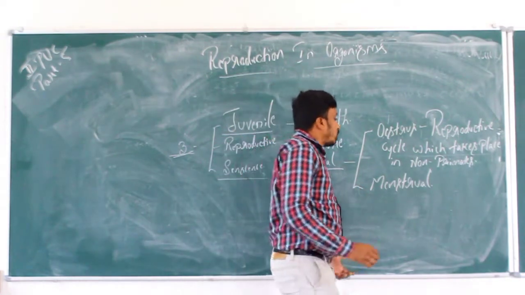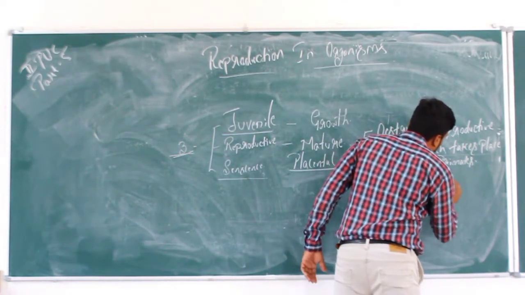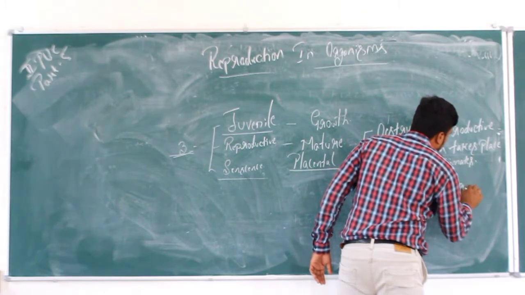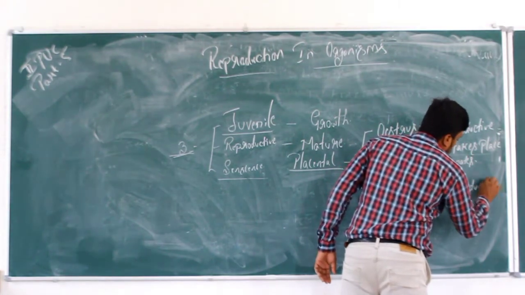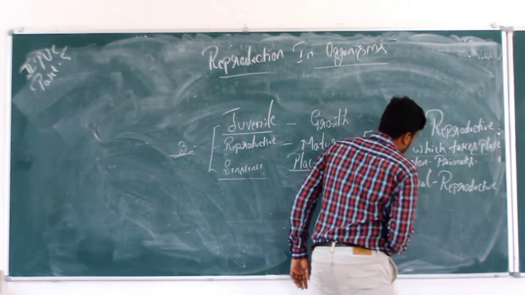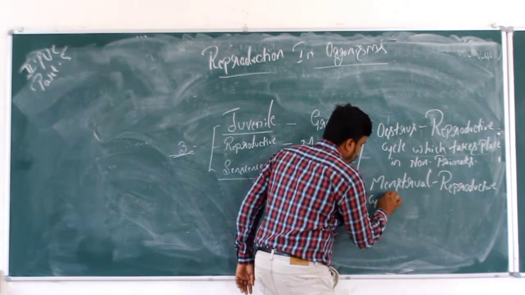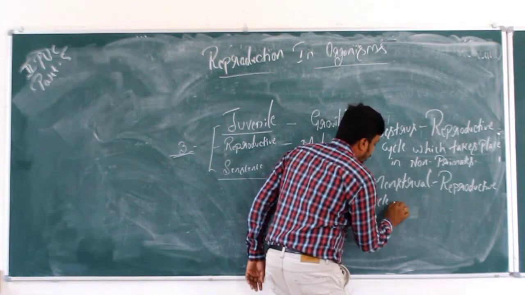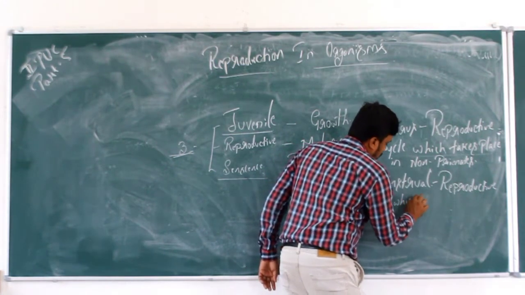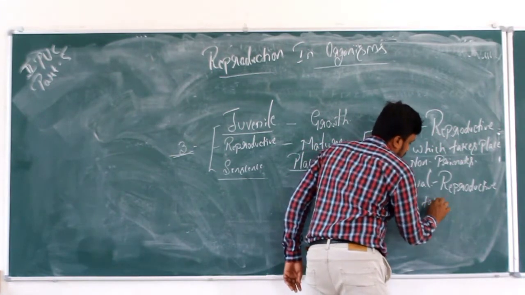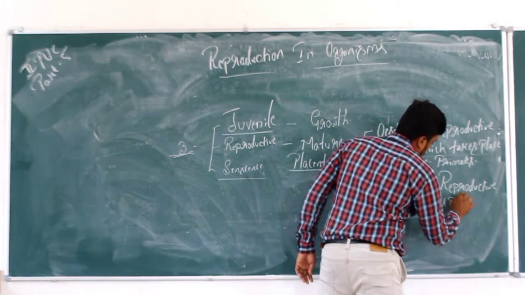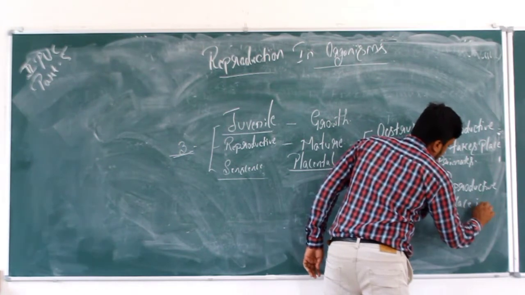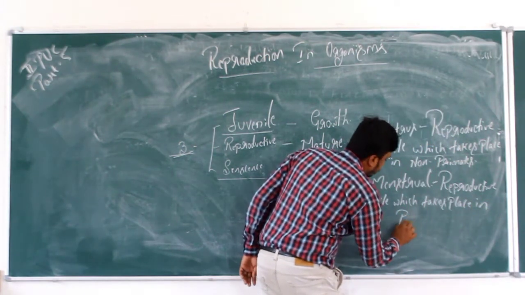Menstrual cycle is also a reproductive cycle which takes place in primates.